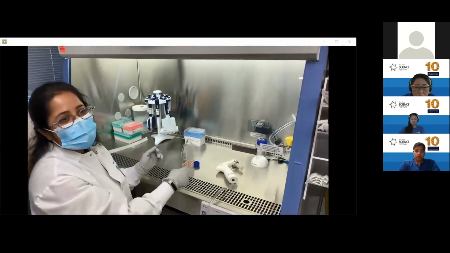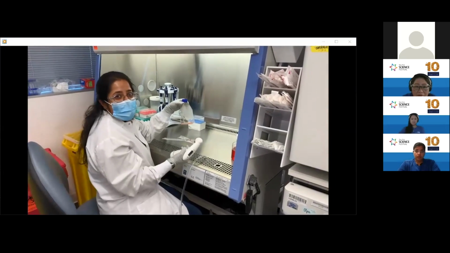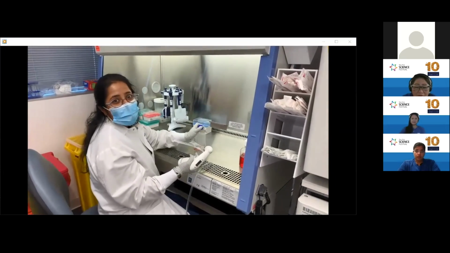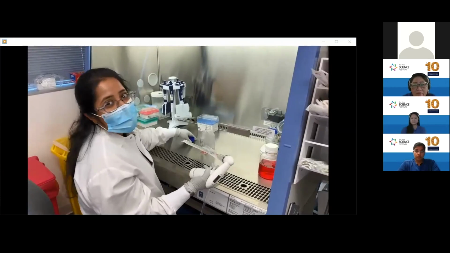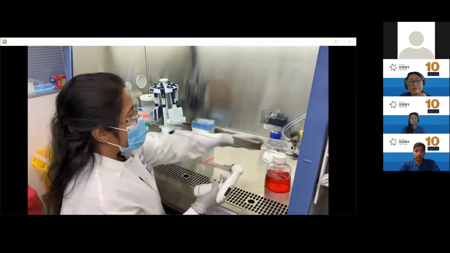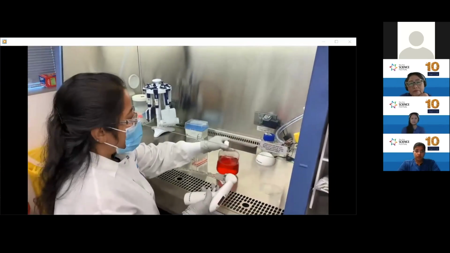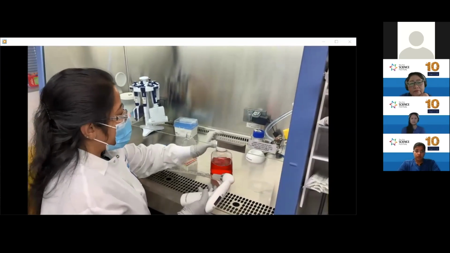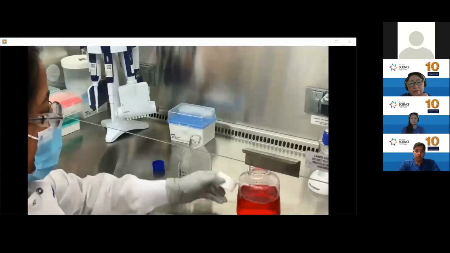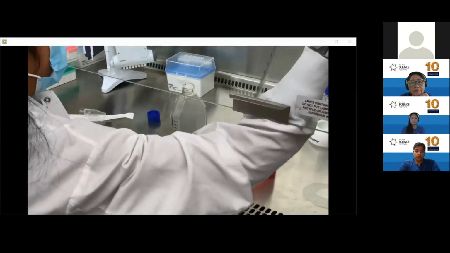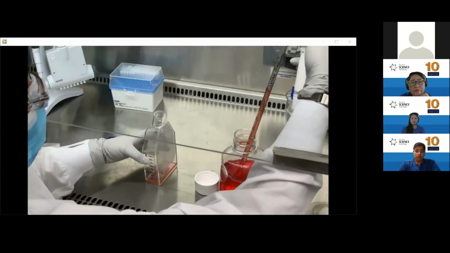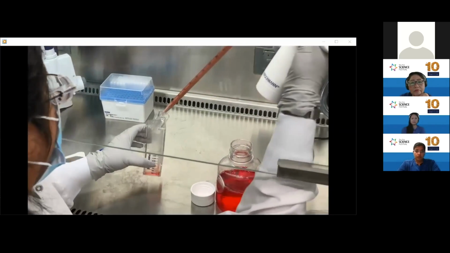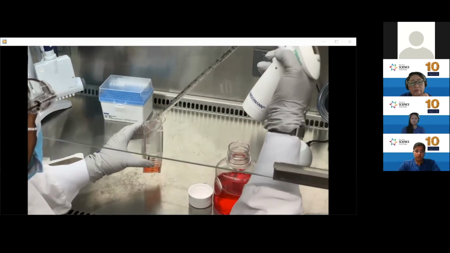So I'll grab some media. Now that the cells are in suspension with the trypsin, we need to neutralize the trypsin by adding media, and then we'll spin down the cells. So this is the media that we prepared with all the components we discussed. And let's wash the flask with the media.